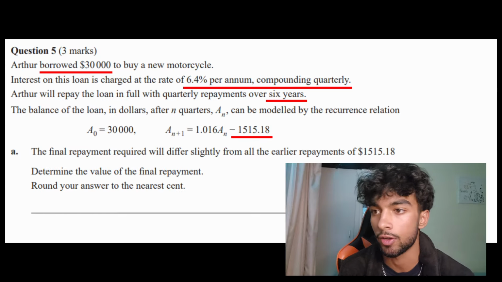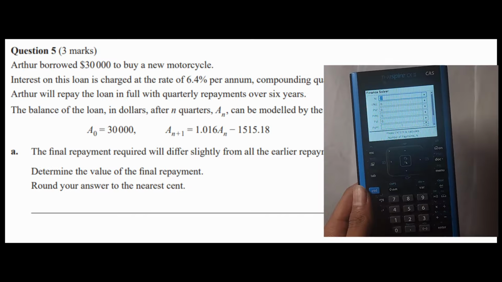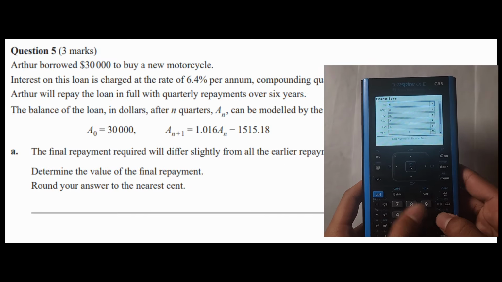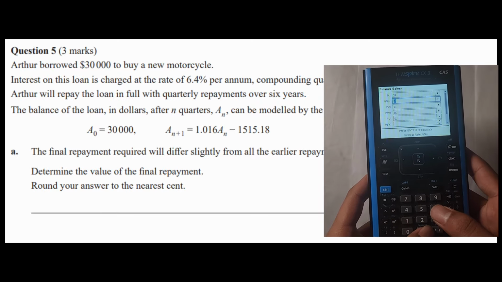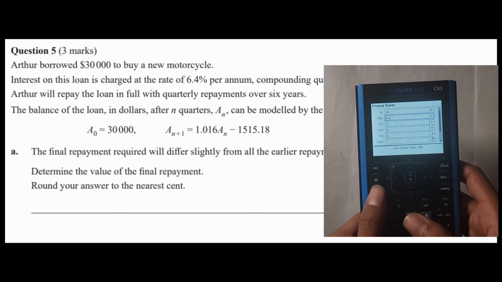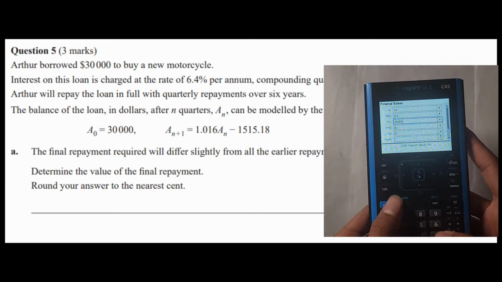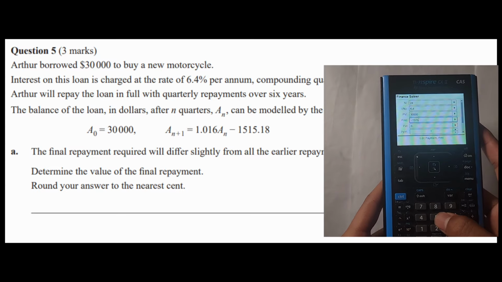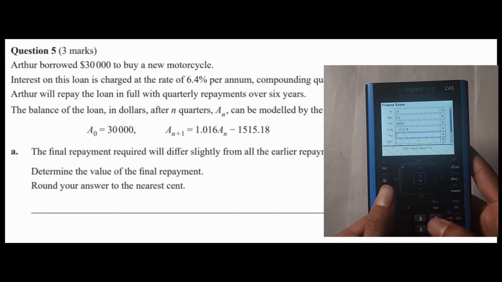Then the question itself says the final repayment will differ slightly from the earlier payments, and asks to determine the value of this final repayment. This is the type of question I would be using the finance solver for. We know that n is 6 times 4 because it's 6 years and quarterly payments, which equals 24. The interest rate is 6.4%, and we can just put that straight into the calculator without making any divisions. Our present value is going to be positive 30,000 since he's taking it out from the bank. Our payment will be negative 1,515.18 since he's paying it back to the bank each time. And future value, we're calculating what that is.